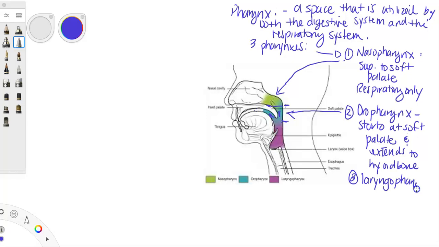And then we also have the laryngopharynx. And that's from hyoid bone to the cricoid cartilage. So this pink down. So this also is going to have digestive and respiratory function. So both of these are part of the digestive and respiratory systems.